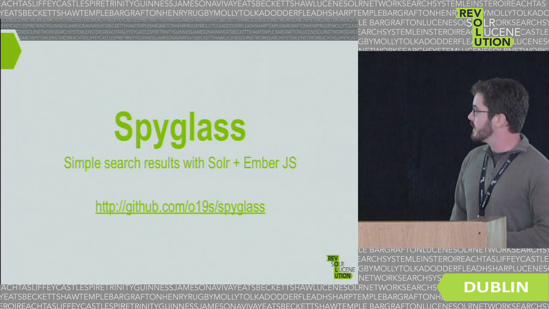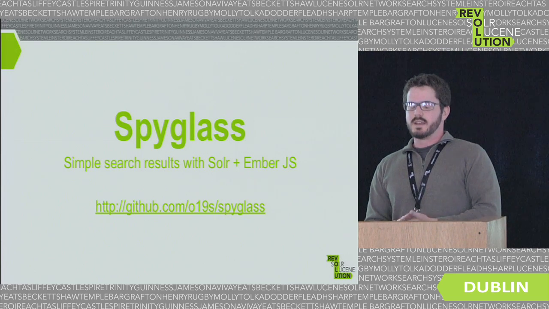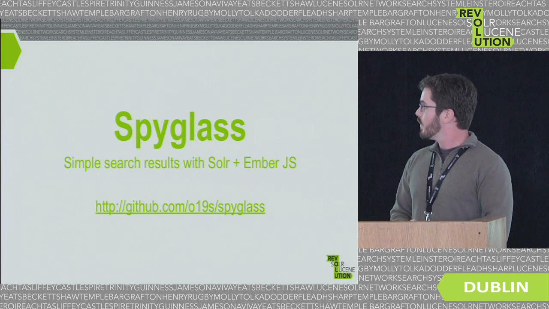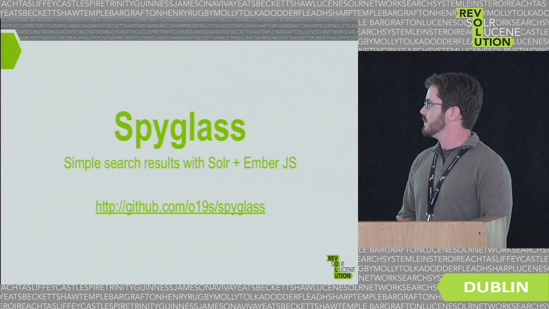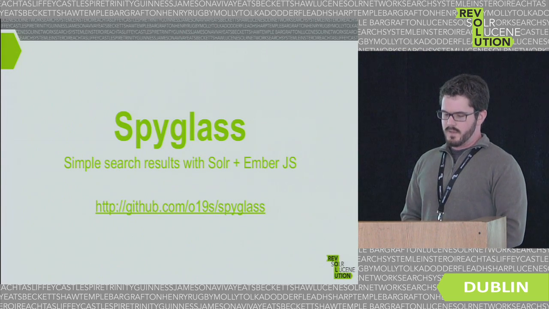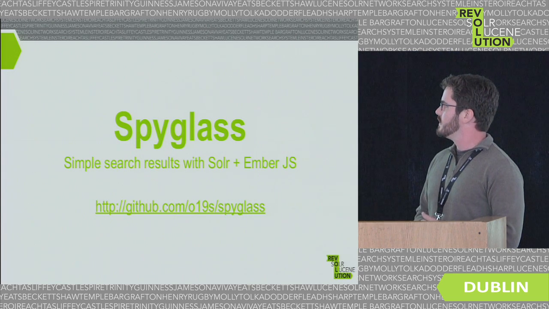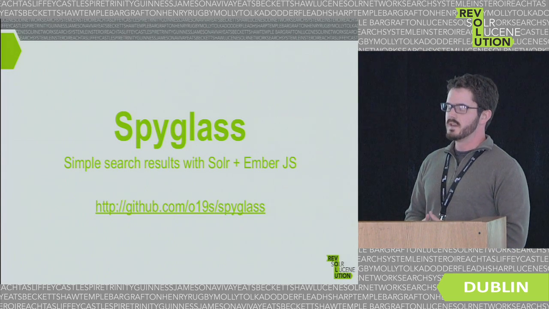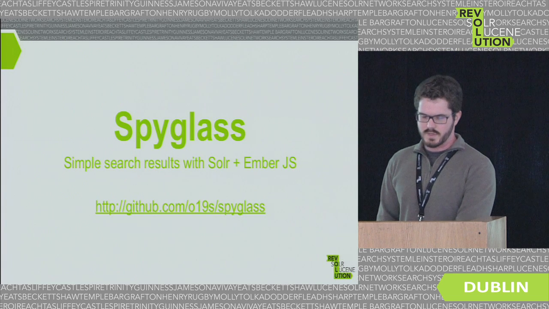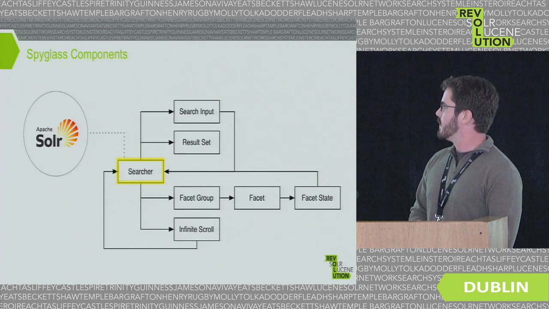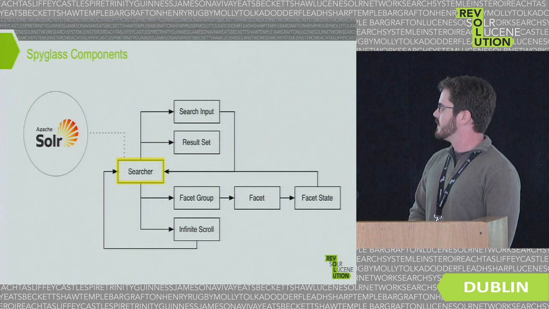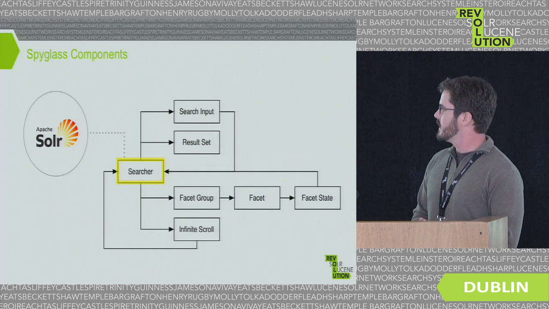So how would you get started building a client-side application? One way to do that is a framework called SpyGlass that we recently open sourced that gives you a jumping off point to building a simple search interface with Solr and Ember.js. So first, let's look at an overview of some of the components or concepts that SpyGlass contains.